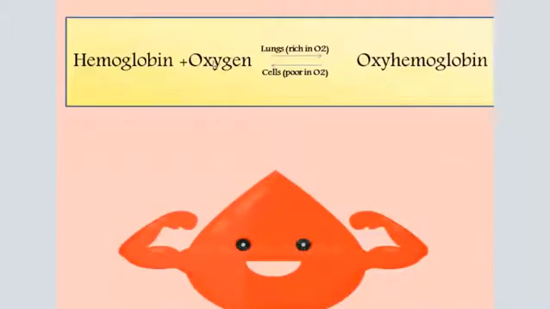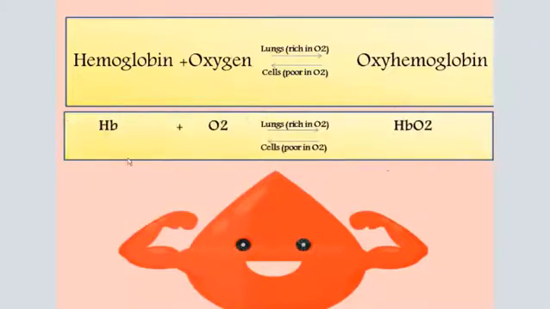So, the chemical reaction between hemoglobin and oxygen can be represented by the following word equation. The usage of 2 opposite arrows means that this reaction is reversible. And this is the equation of the same reaction, but it is written in symbols.